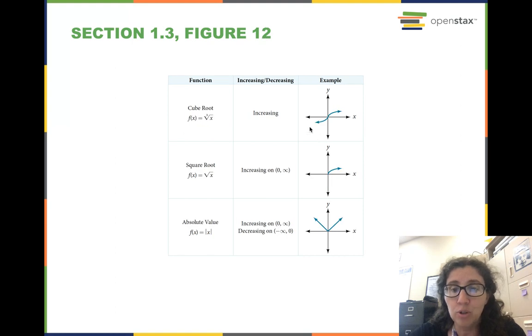Cube root, it's increasing everywhere. Square root, it's increasing everywhere that it exists, right? So that would be from 0 to infinity, with 0 having just a regular parenthesis. Absolute value, let's see, it's decreasing from negative infinity to 0. And then from 0 to infinity, it is increasing. At 0, it's neither, right? There we have a minimum value, a local minimum value.